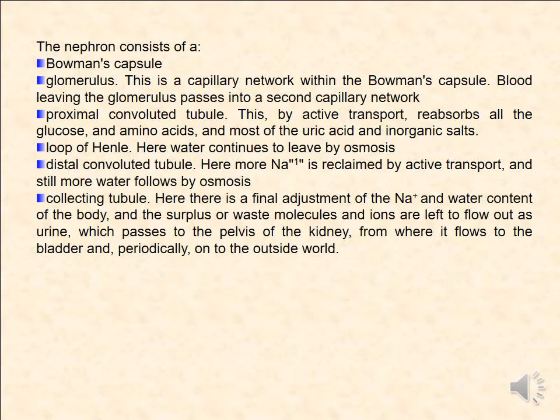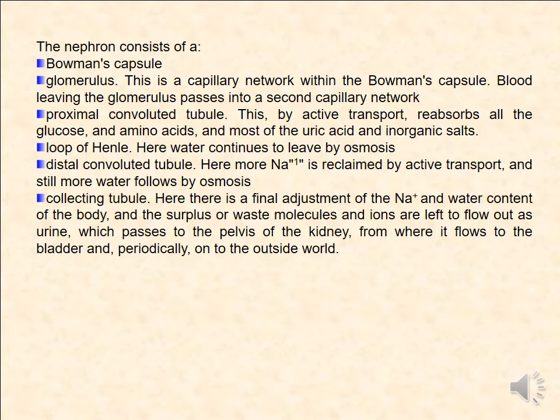The nephron consists of the Bowman capsule, a certain connective tissue that surrounds the glomerulus. This is a capillary network within the Bowman capsule. Blood leaving the glomerulus passes into a second capillary network. From the glomerulus, there is the proximal convoluted tubule, which by active transport reabsorbs all the glucose and amino acids and most of the uric acid and inorganic salts.